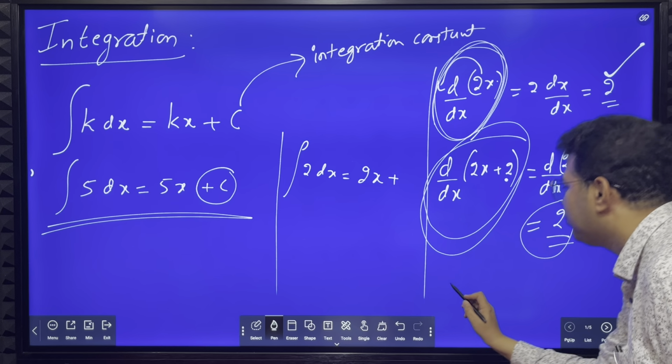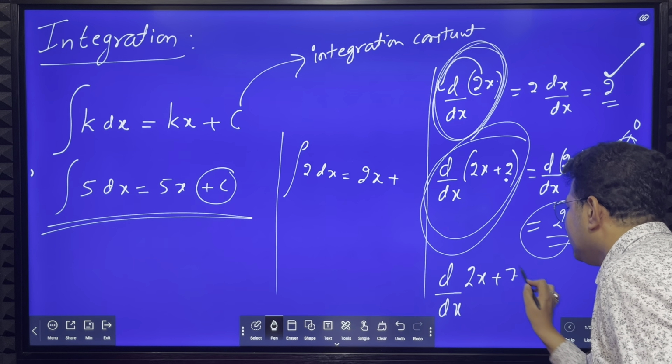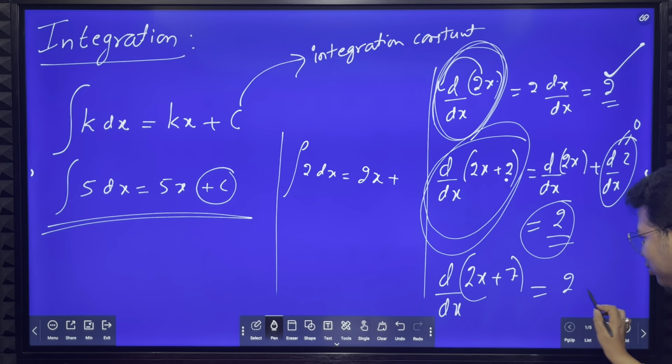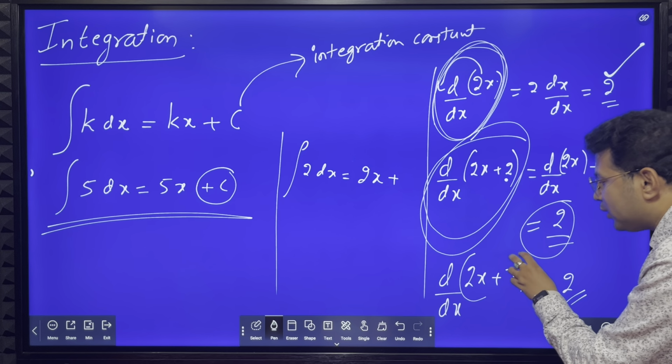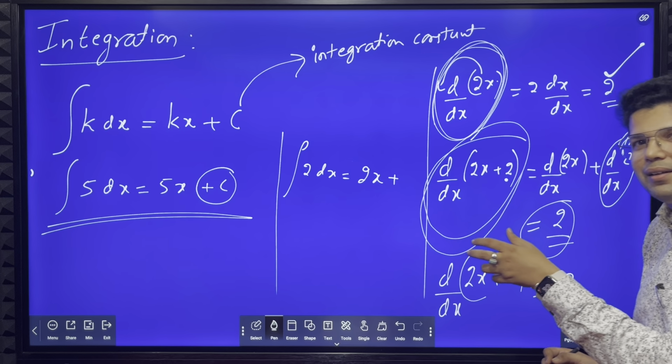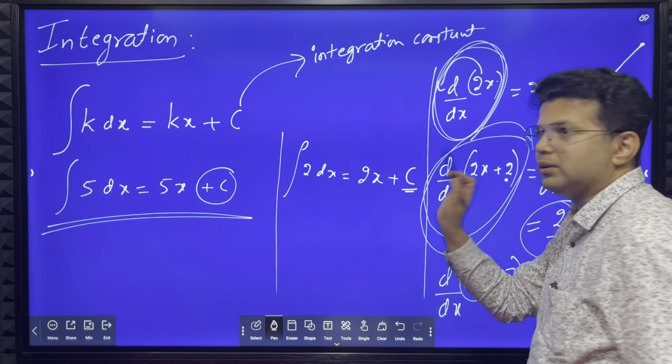If I take one more example, what is differentiation of 2x plus 7? Differentiation of 2x plus 7 is also 2. But when you integrate this 2, you don't get 2x plus 7, correct now? What is this constant? You cannot predict, you cannot guess. That is why we write this integration constant c.